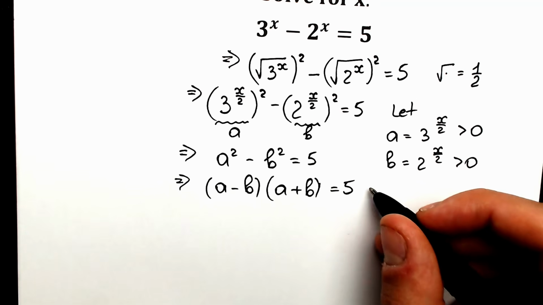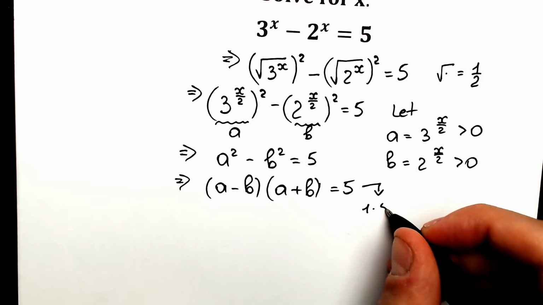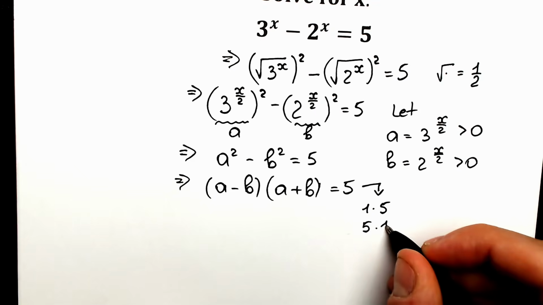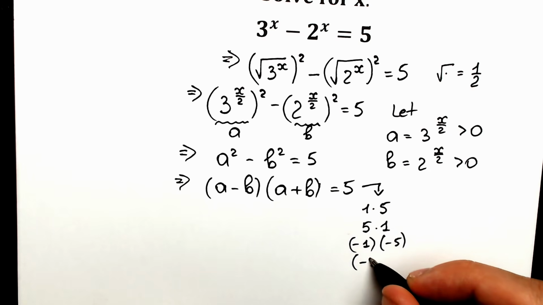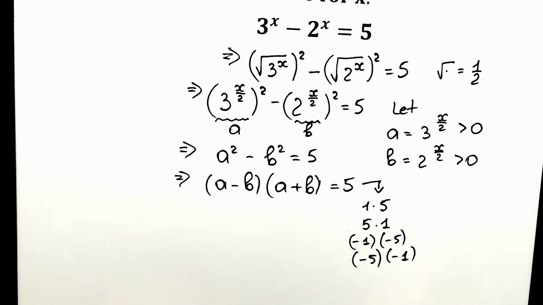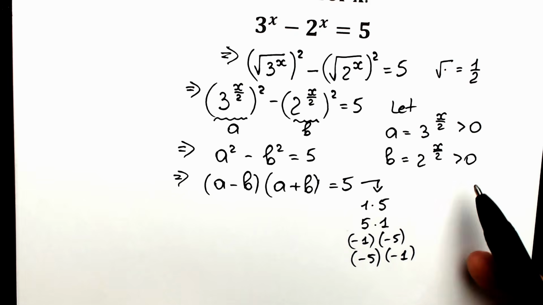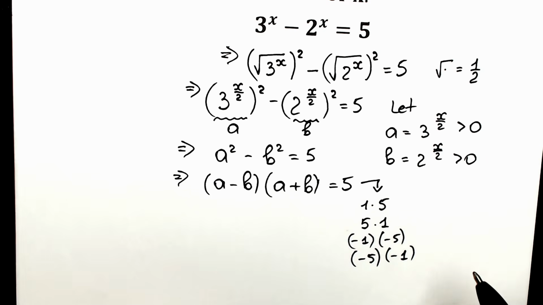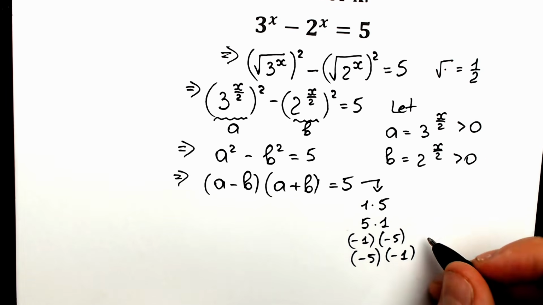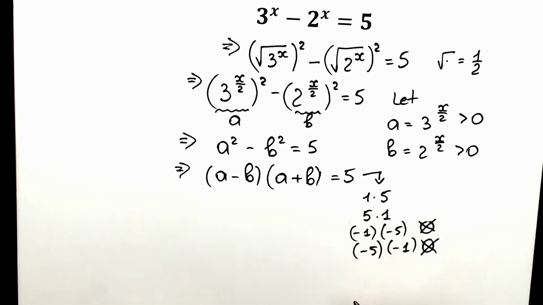Is it possible to express 5, for example, as 1 times 5? Yes, this is possible. 5 times 1 is also possible. Minus 1 times minus 5 is also possible, and minus 5 times minus 1 is also possible. We have only 4 cases because 5 is a prime number. But we need to reject the negative values because we are talking about an exponential function, and we don't need these negative values. So we reject them.